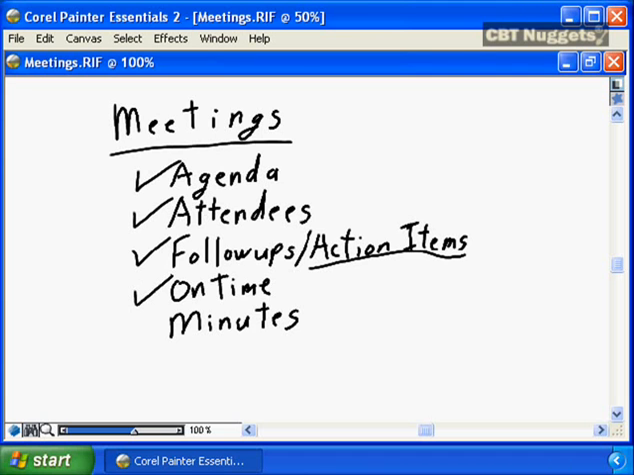Start your meetings on time and end your meetings on time. If people know a meeting is scheduled to go from 9:30 to 10 o'clock and they know it's going to start at 9:30, they will be there at 9:30.